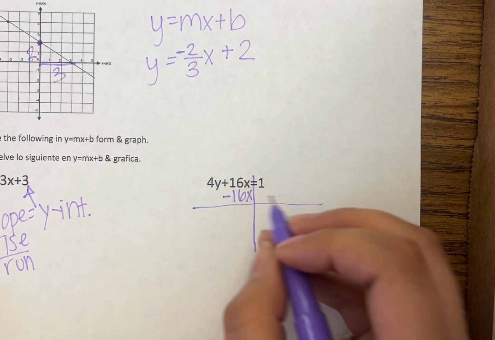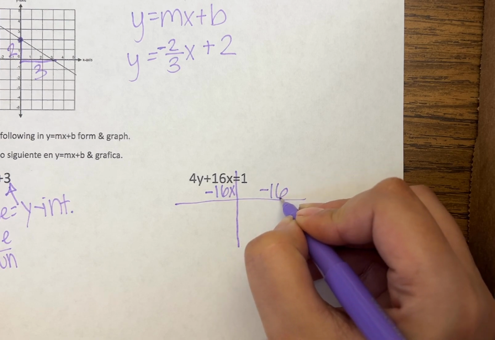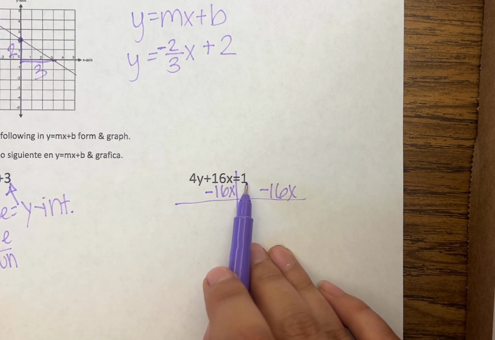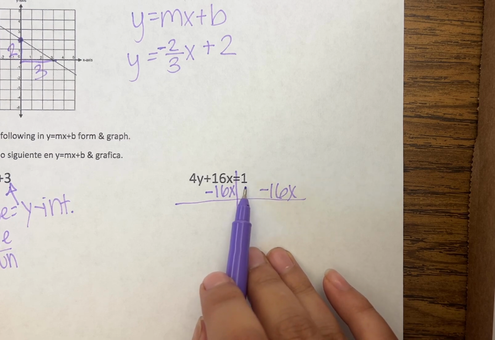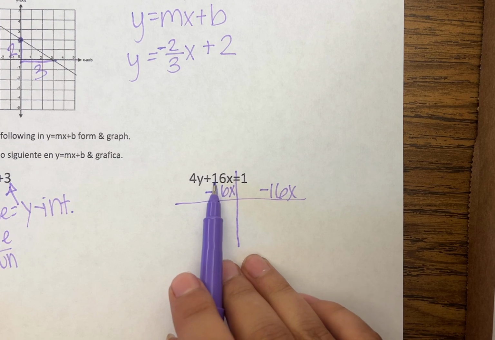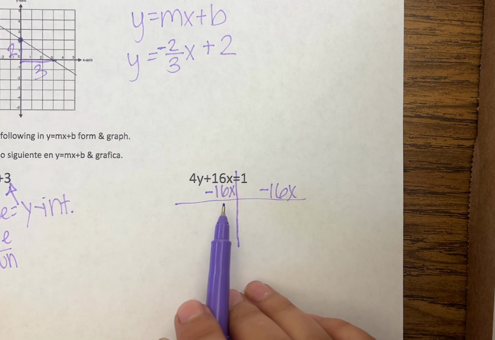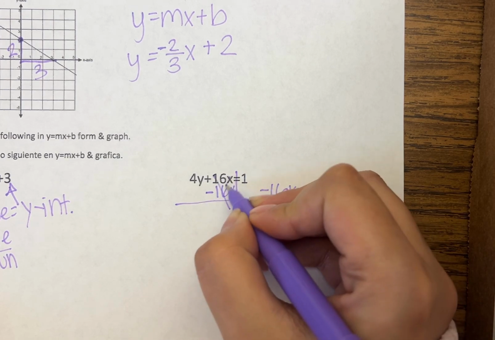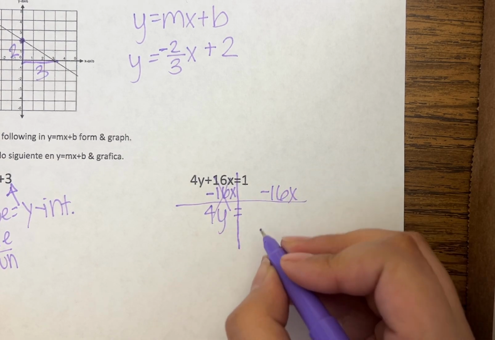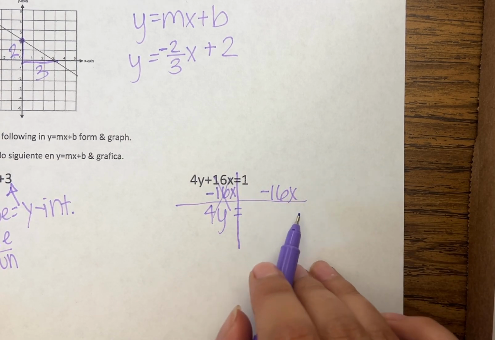What you do to one side, you must also do to the other side. And again, remember, I don't want to put it underneath the 1. No quiero ponerlo debajo del 1 because I don't want to get confused. No me quiero confundir. 16x minus 16x would just cancel out. I'm left with 4y equals, and we have these two left.